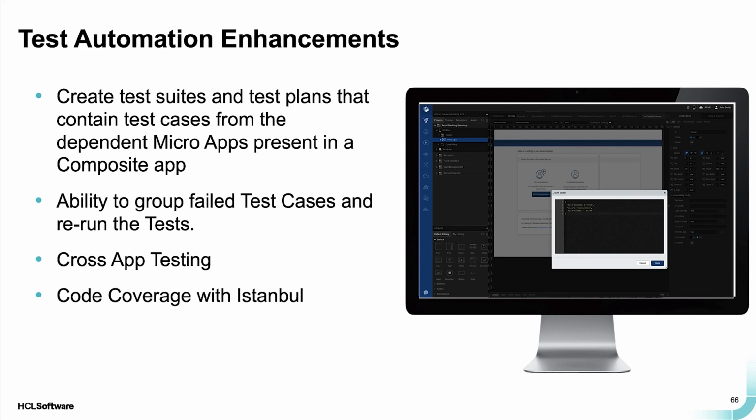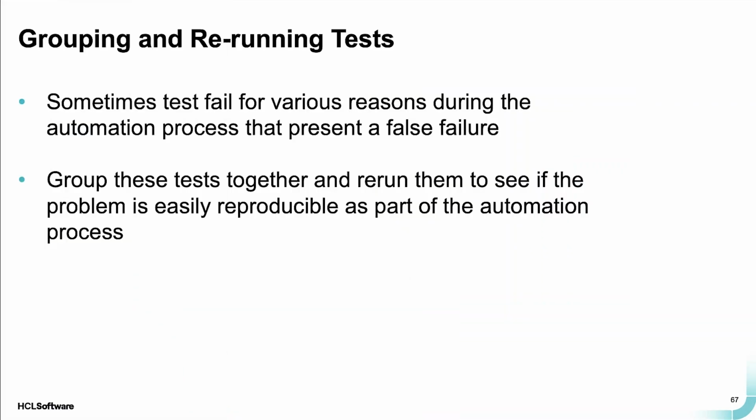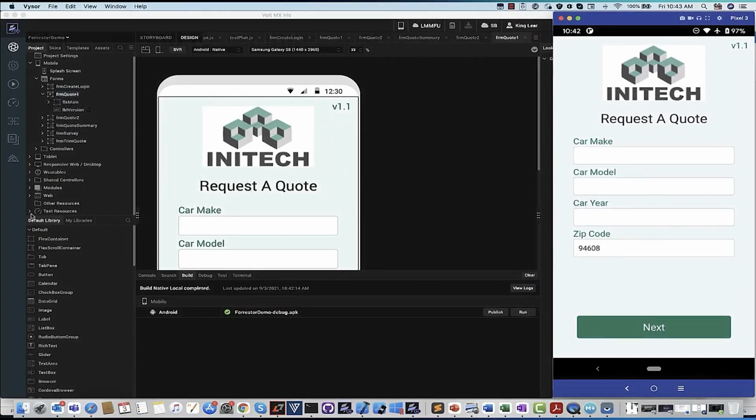For example, I have an OAuth, which is going to open a web page, and that OAuth page is outside the application, and I can test that as well as the application that is invoking it, so to speak, as part of cross-app testing. We've also added support for code coverage with Istanbul, which is another code coverage tool. We already spoke about the grouping and rerunning test cases. So this is more from the automation efficiency perspective.